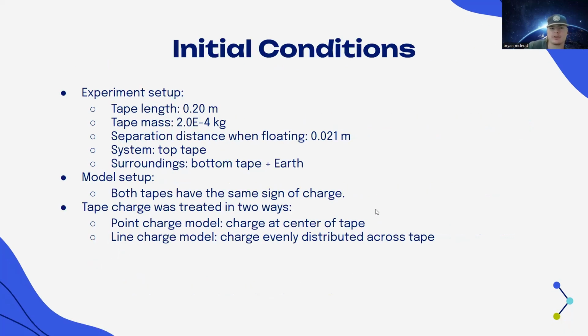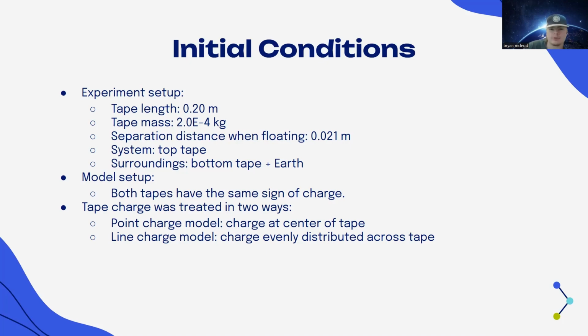Initial conditions in our experiment: we took a tape measuring about 0.2 meters, and the mass was estimated to be around 2 e to the negative 4 kilograms. The separation distance was about 0.021 meters. So the system is our top tape. The surroundings are the bottom tape plus the Earth. The model setup: both tapes have the same sign of charges. They've both been charged to be negative.